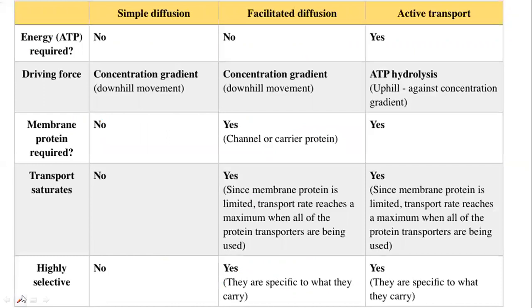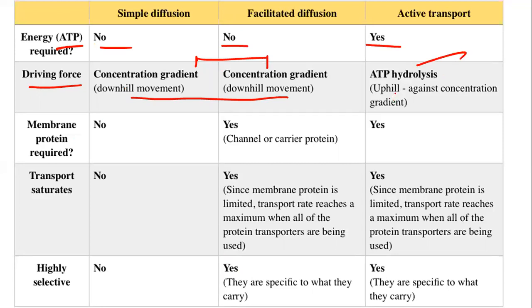Now we'll have some small differentiation. What is common and different among simple diffusion, facilitated diffusion and active transport? First, energy requirement: diffusion does not require energy, whereas active transport requires energy. Next is the role of driving forces. Diffusion does not work against the concentration gradient, so it works under downhill movement, whereas in active transport ATP hydrolysis takes place and it acts against the concentration gradient, which is uphill movement. Next, membrane proteins: in simple diffusion there is no requirement of membrane protein, whereas in facilitated diffusion channel proteins are required, and in active transport proteins are also required.